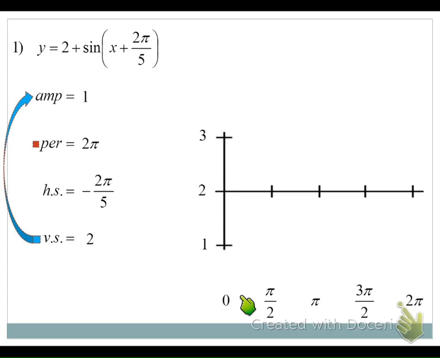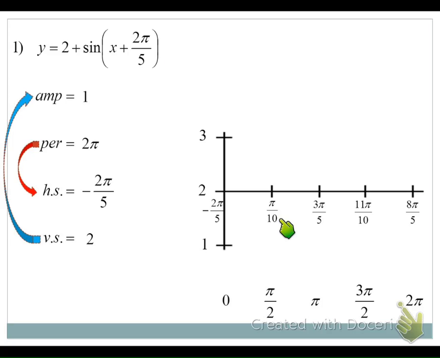But every single one of these values is shifted 2 pi over 5 to the left, or minus 2 pi over 5. So I would do 0 take away 2 pi over 5 is negative 2 pi over 5. Then I would do the 1/2 pi minus 2 pi over 5 is 1/10 pi. I would do the 1 pi minus 2 pi over 5 is 3 pi over 5. I would do the 3 pi halves minus 2 pi over 5 is 11 pi tenths. And I would finally take the 2 pi minus 2 pi over 5 is 8 pi over 5.